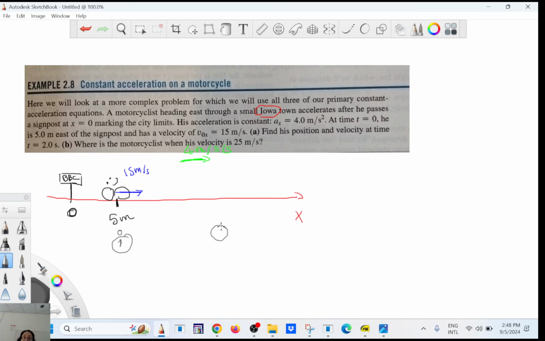So at t equals 2 seconds. The final position. It's a little bit tricky. Because we're gonna use so the equation is delta x, the displacement equals initial velocity times time plus 0.5 a, acceleration times t squared, right?